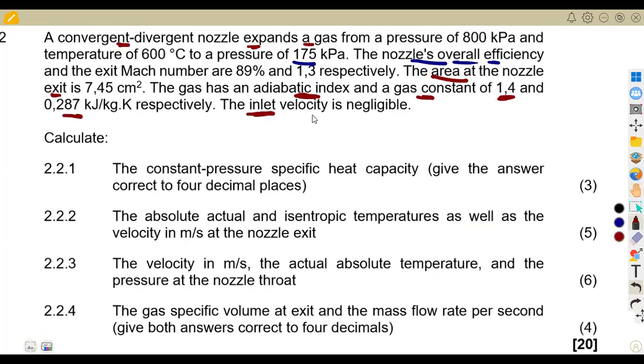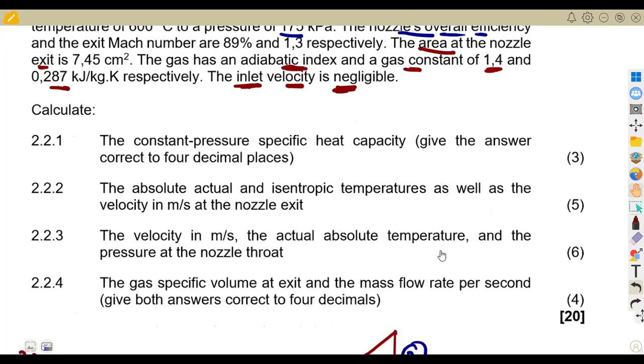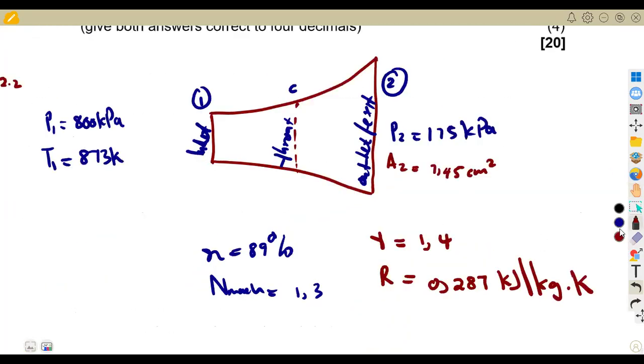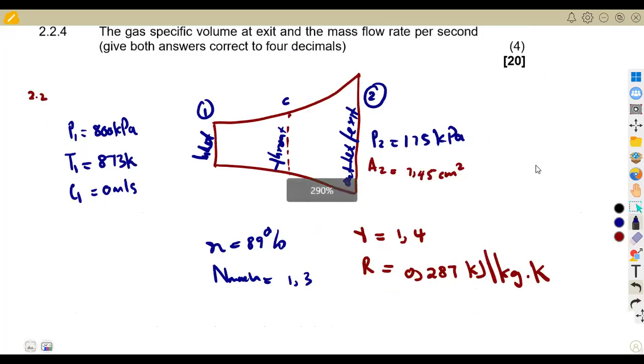The inlet velocity is what? Negligible, meaning the inlet velocity is not considered here. It's considered as 0. So the inlet velocity is at 0 meters per second. So that's the information that we have. Let us try to answer our questions.